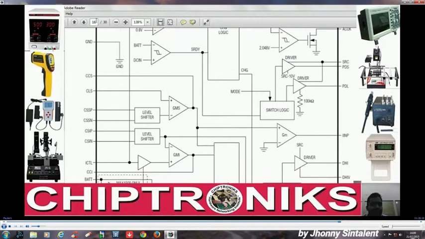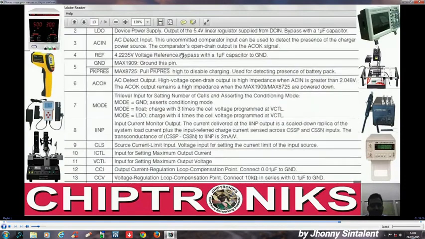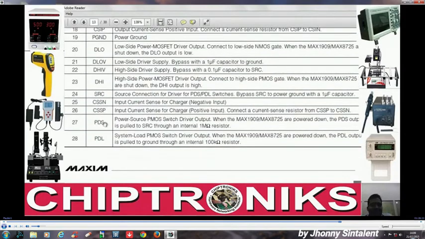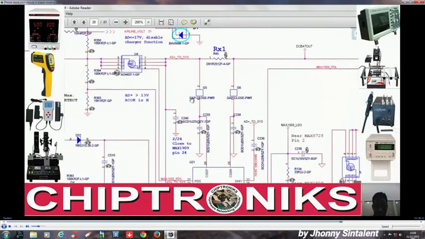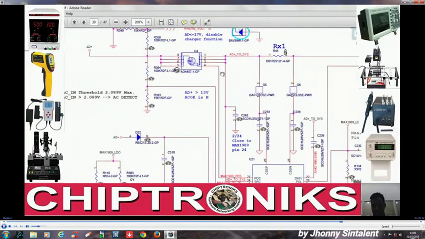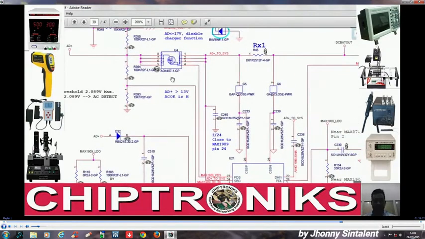Let's go again to page number 13, and you see what exactly PDS and PDL are. PDS is the power source PMOS switch driver output. When the MAX1909 is powered down, the PDS output is pulled to SRC. Let's understand this case. Suppose the adapter is present over here. This is the P channel MOSFET, but here the input is connected to the drain, so it will act like a diode, and this voltage will go across this, right?